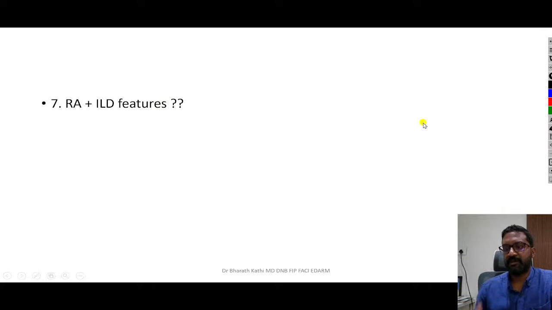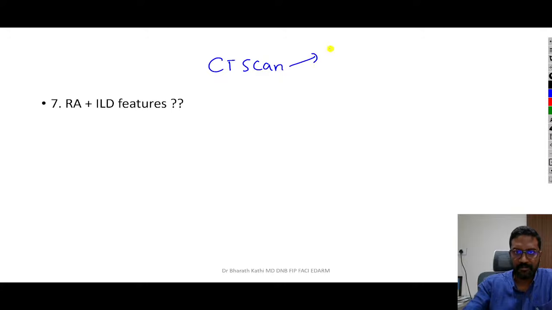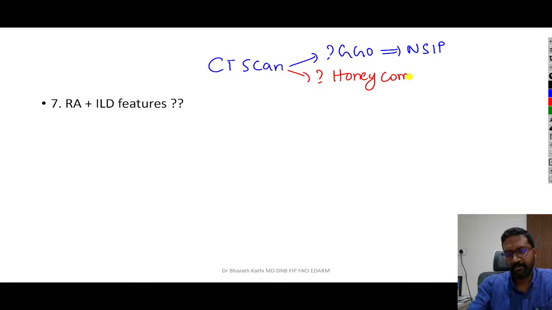Then RA with ILD features. Can anybody give me the description of the question? Because it is a clinical scenario based question. Many students were unable to give the correct options to this. Was there any CT scan given? Was it a GGO? If it is GGO, you can think of NSIP. Was there any honeycombing? If it was honeycombing, it can be your UIP.